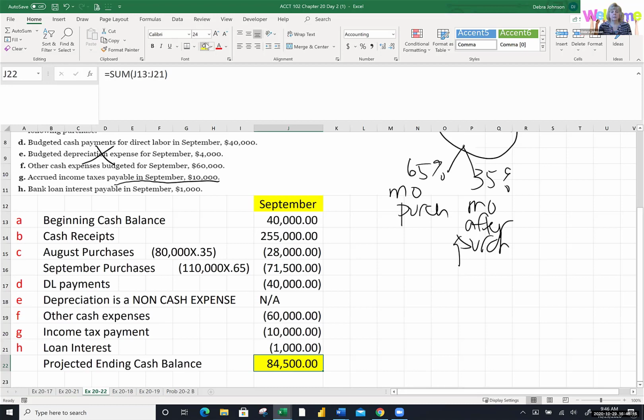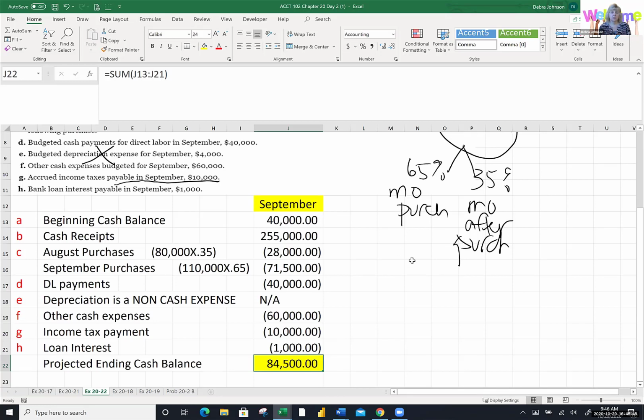So the ending September balance is 84,500. Despite that being a tax month, that's pretty good. I'm looking at what they started at, 40,000, and what they ended at. And I think most of us in here would like a month like that. Questions?